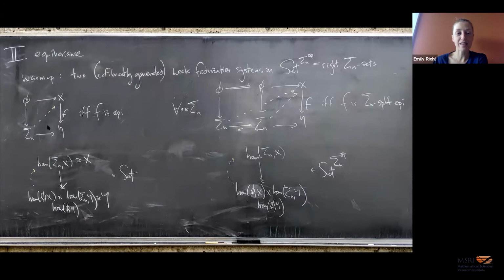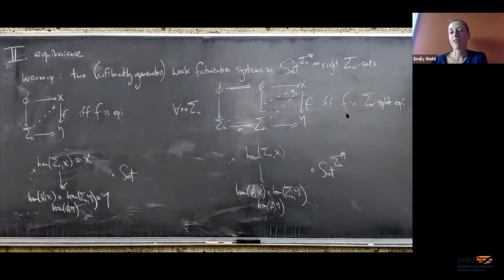So to say that I have this lifting property is to say that this map has a section, but this map is just the underlying map F, forgetting about the equivariance. So that's the sense in which F is an epimorphism if and only if it has that lifting property. Okay, so the example that I'm more interested in is the one over here.